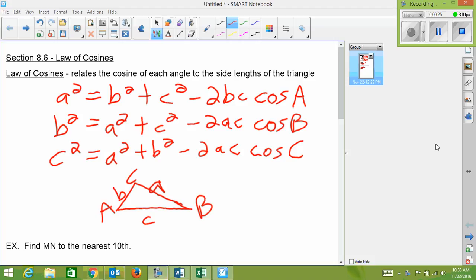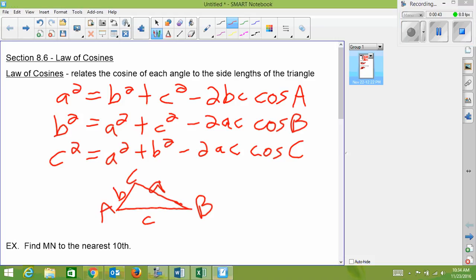a squared equals b squared plus c squared minus 2bc times the cosine of A. And then b squared equals a squared plus c squared minus 2ac cosine of B. And c squared equals a squared plus b squared minus 2ab times the cosine of C. You can see it goes along with this picture right here: angle A, angle B, angle C, and then side a, side b, and side c.